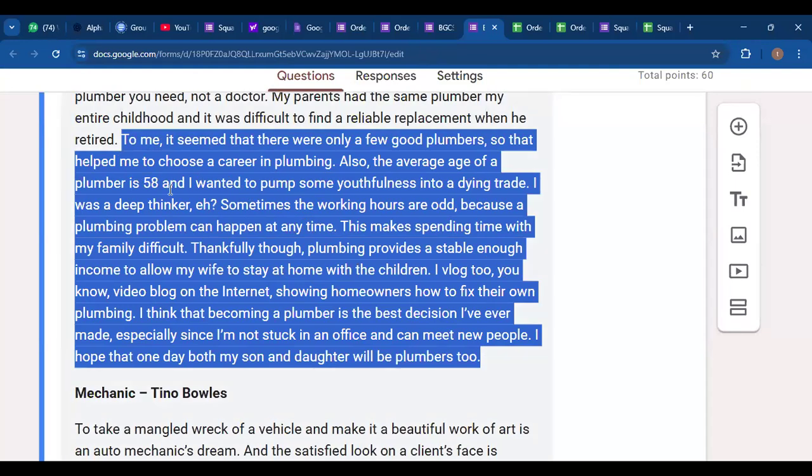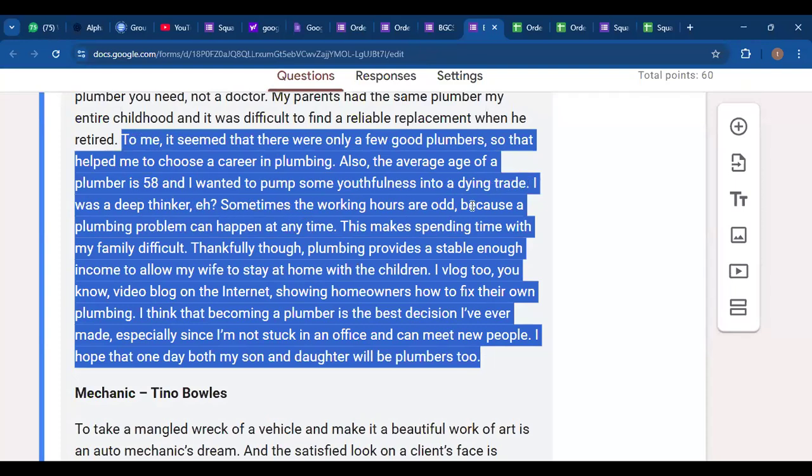Yes, sir. To me, it seemed like there were only a few good plumbers, so that helped me choose a career in plumbing. Also, the average age of a plumber is 58, and I wanted to pump some youthfulness into a dying trade. I was a deep thinker, eh?